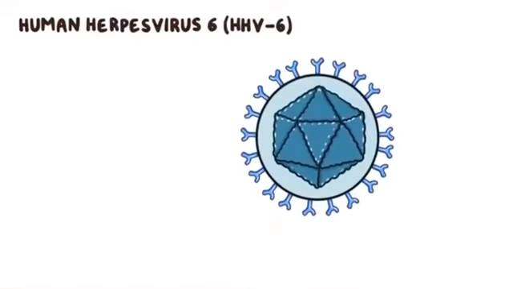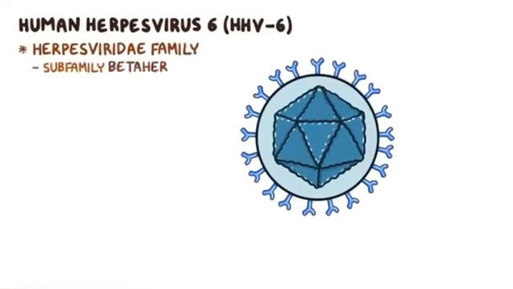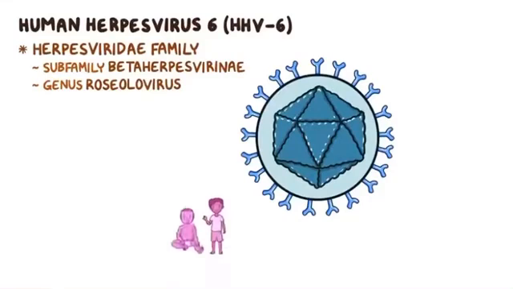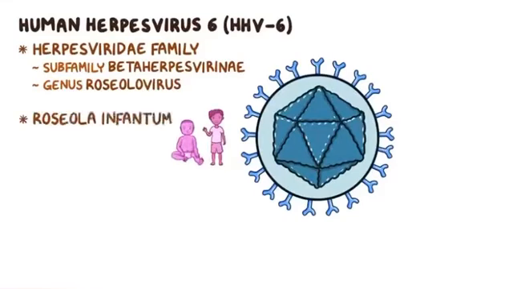Human herpes virus 6, or HHV6, is a double-stranded DNA virus, which belongs to the herpes viridae family, subfamily Beta herpes viridae, genus Roseola virus. HHV6 primary infection is the cause of the common childhood disease called Roseola infantum, also known as exanthema subitum, or sixth disease.